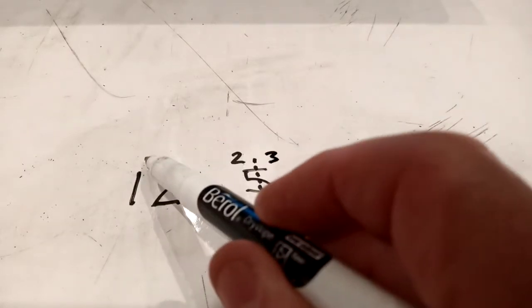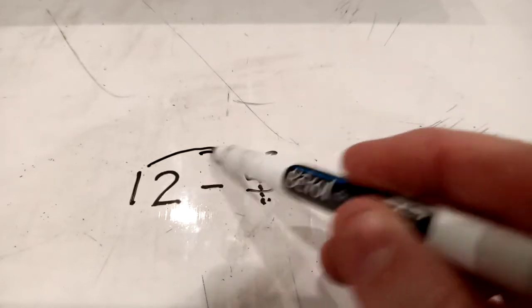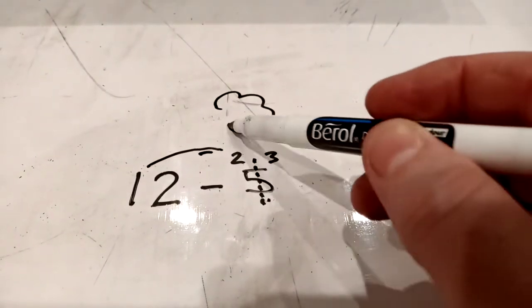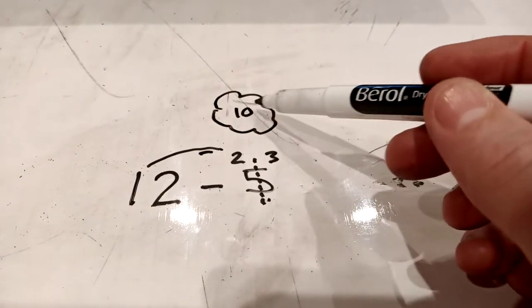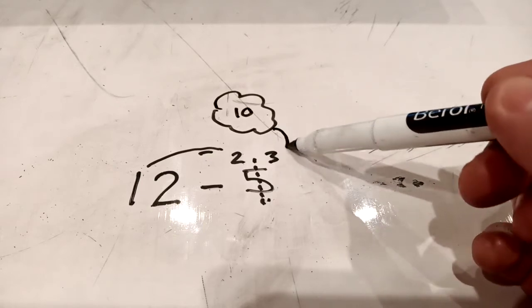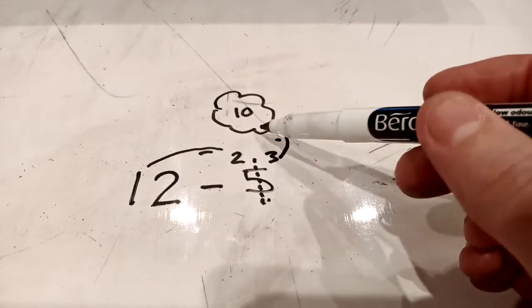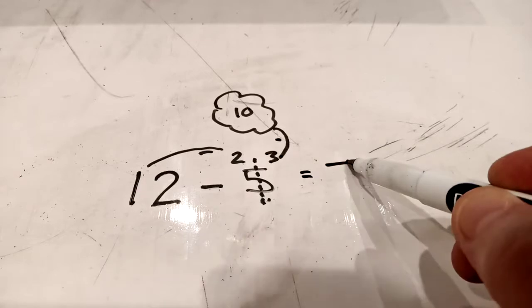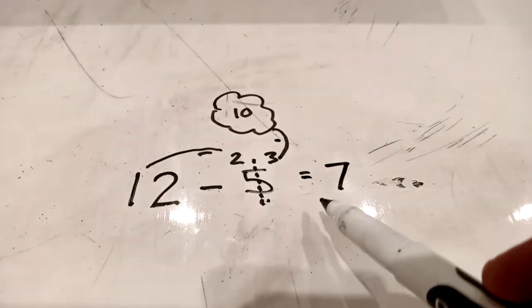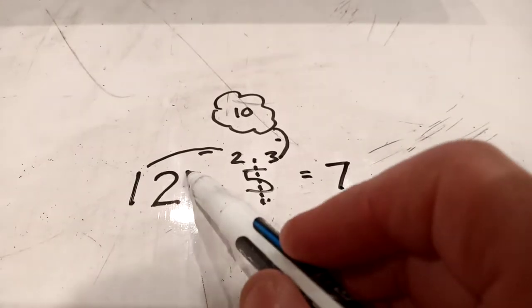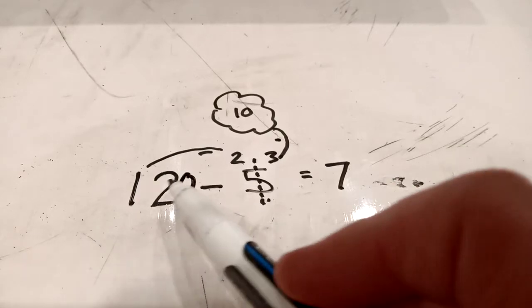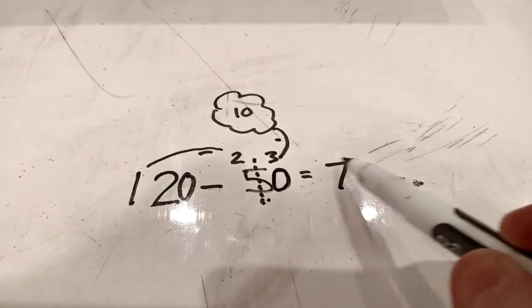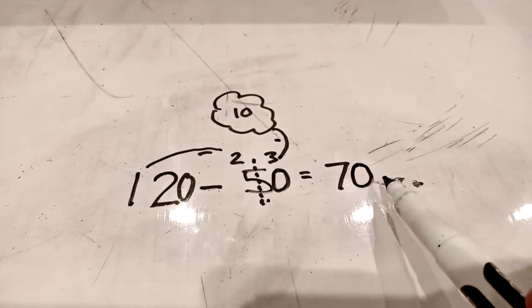So my first jump is going to be 12 take away 2, and in my head that will be 10. And then I've still got to take away the 3. So 10 take away 3 is 7. And today we looked at making these numbers 10 times bigger. So the answer's 10 times bigger.